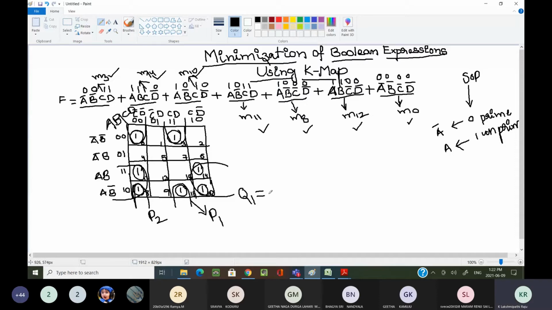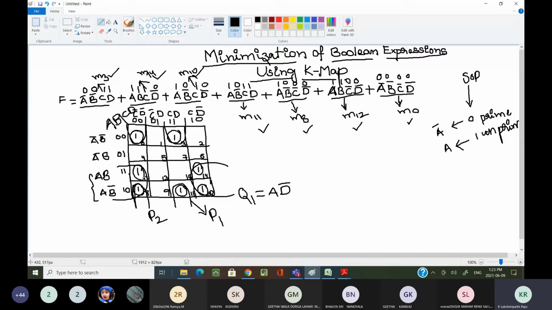Row wise, which is common? Row wise, A is common. Column wise, which is common? D bar. I already wrote it on my screen. Please check, those who are not understanding. Row wise, if you see all those four min terms, 12, 8 and 14, 10, A is common, B gets cancelled.